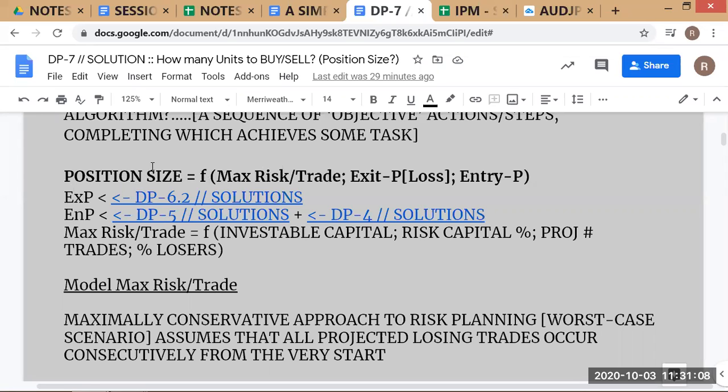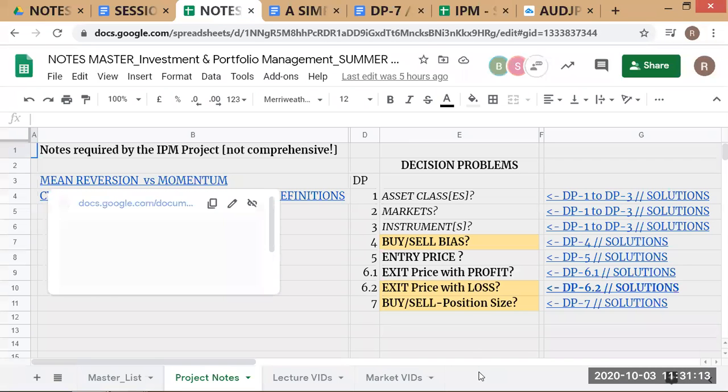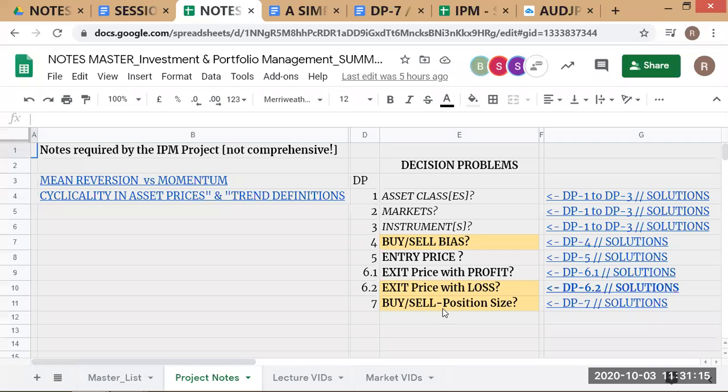Essentially, what is the problem we are dealing with right now? We have the buy or sell already. We have already solved all these decision problems, and we have made an assumption about DP5. Now we came to decision DP7: we don't know how many units to buy or sell. That's the problem. Usually people decide it in an arbitrary manner, but what I'm teaching you here is that this should not be decided in an arbitrary manner, as an exogenous input.